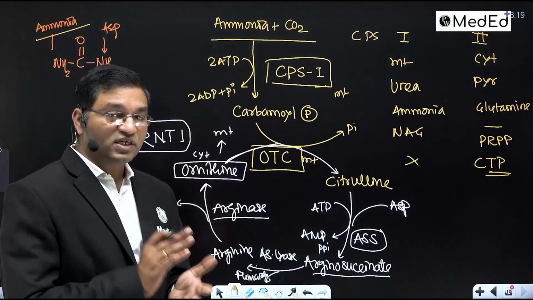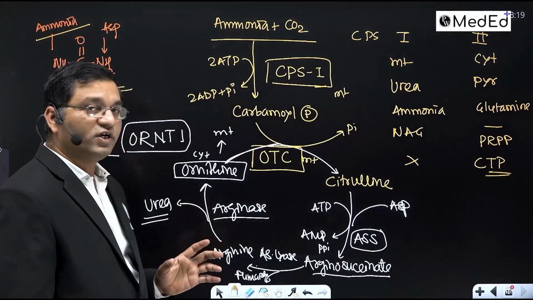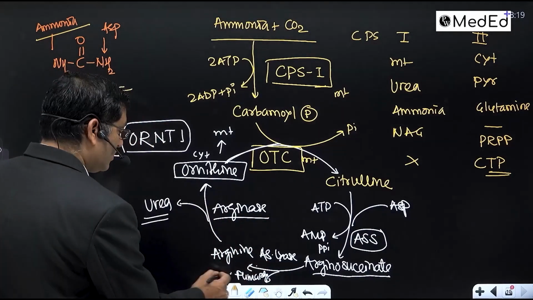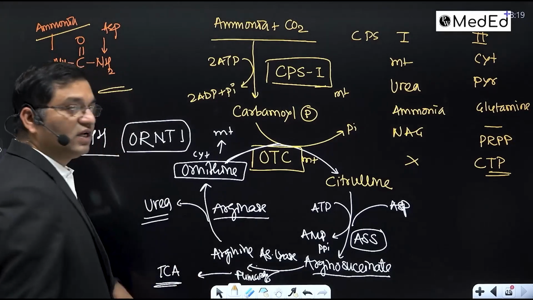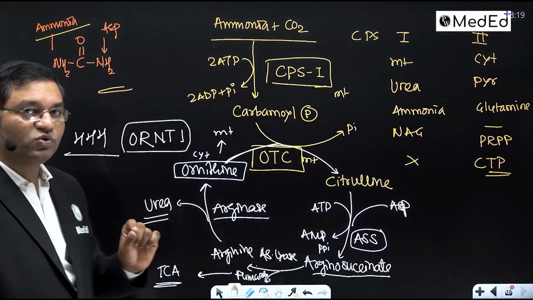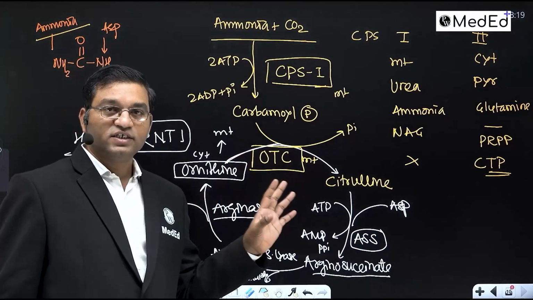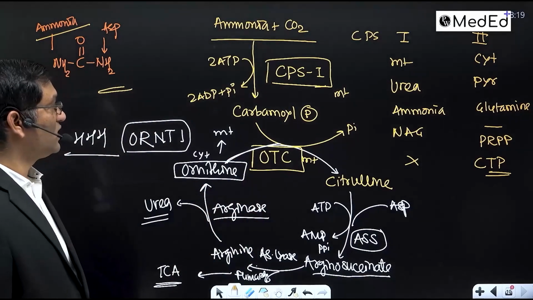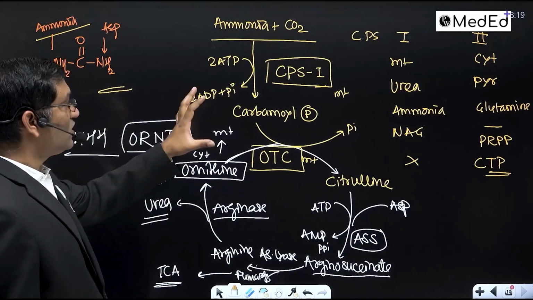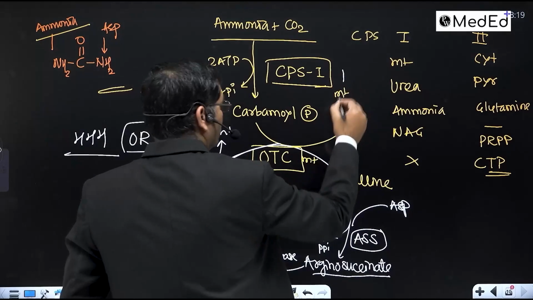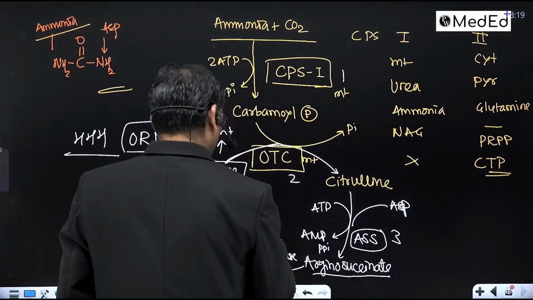4 ATPs are utilized here, but the net utilization is 1.5 ATP because the fumarate undergoes the TCA cycle and is converted into malate, and malate will give you NADH, which will give you 2.5 ATP. So net ATP utilization in the urea cycle is 1.5 ATP, that is 4 minus 2.5. These are the 5 important steps: 1, 2, 3, 4th, and 5.